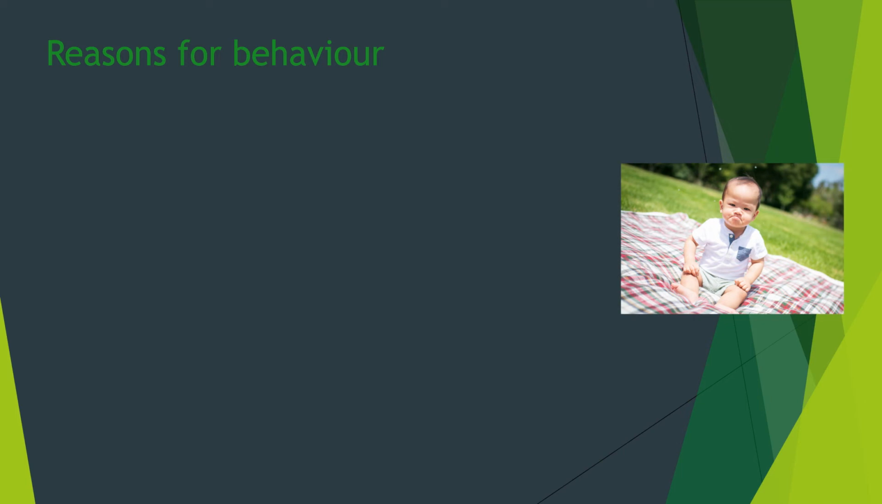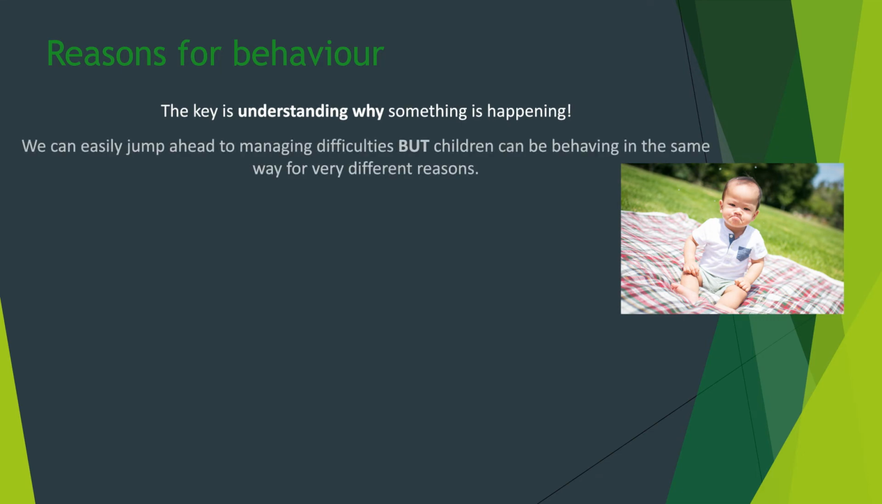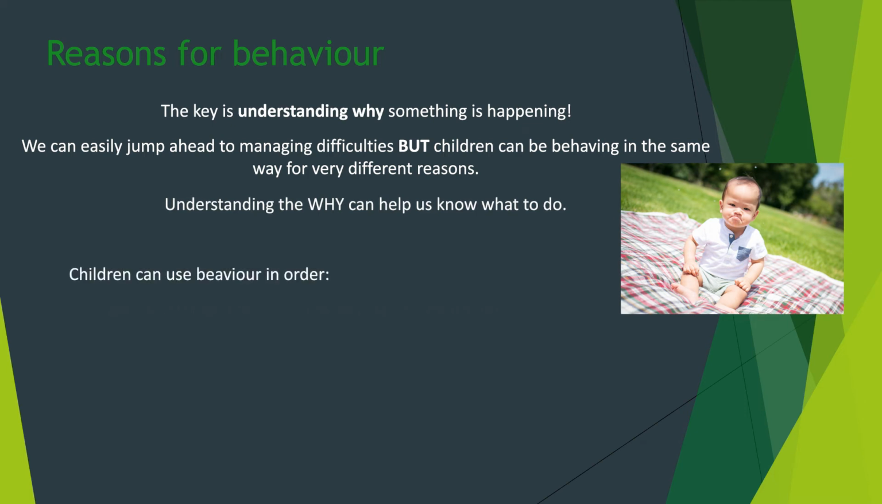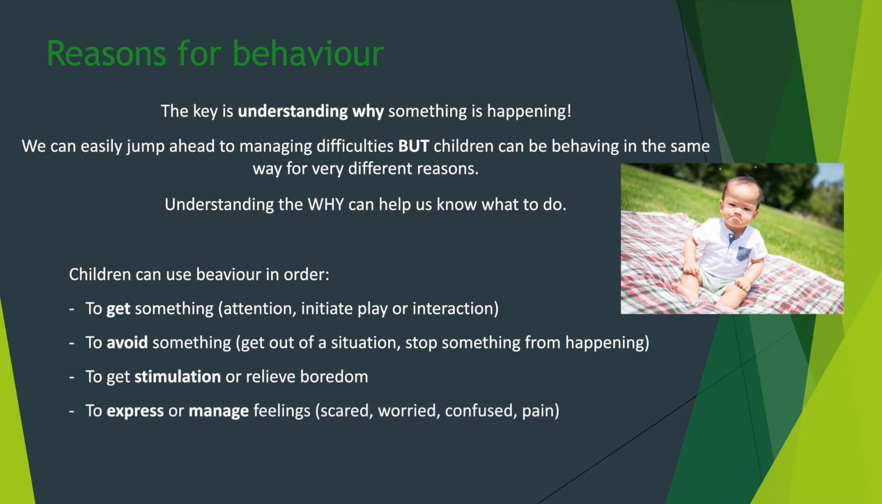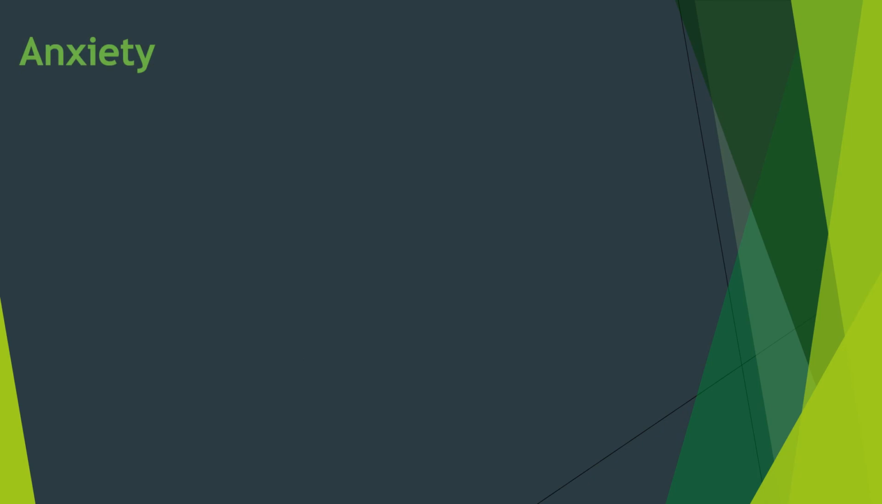Whether we are considering a sensory behaviour or not, the key is to try and understand why something is happening. We can easily jump ahead to what we think might help, but two children can be behaving in the same way for very different reasons. It is worth stopping to think about whether your child is using their behaviour to get something, to avoid something, to get stimulation or relieve boredom, or to express or manage feelings such as confusion or pain. A number of children can struggle with anxiety.